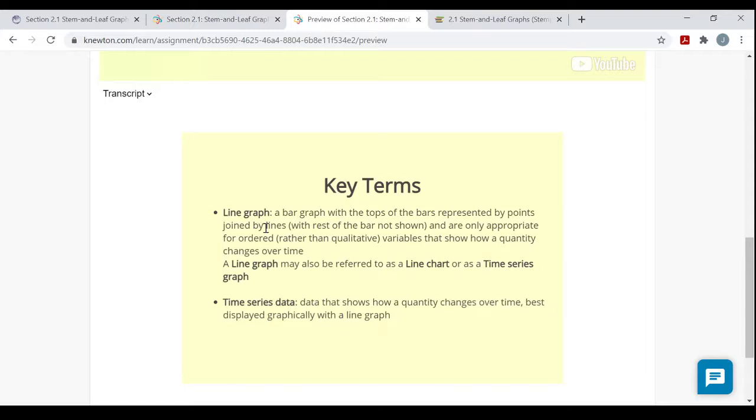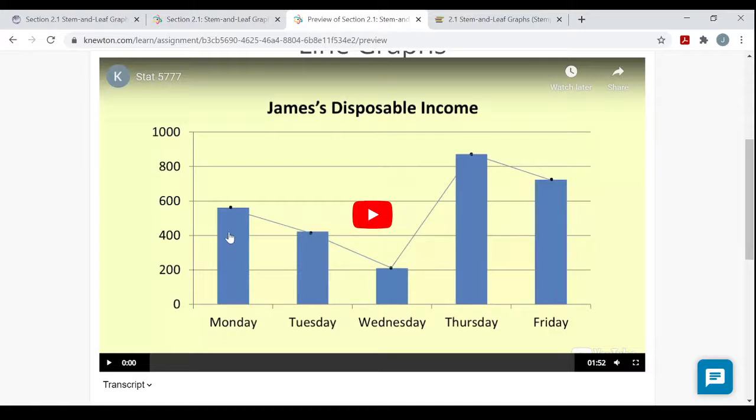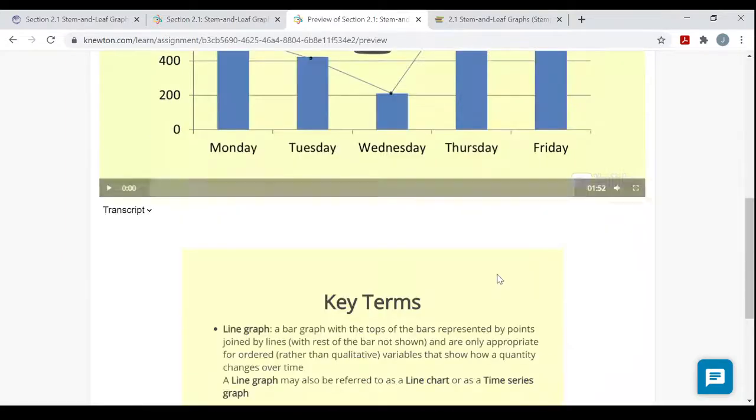All right, let's read the key terms at least. I'm not going to watch the video; you can do that. Line graph: a bar graph with the tops of the bars represented by points joined by lines. So it shows you the trends. A bar graph is simply counting how many, and you can do it for categories, like here, income on Mondays, almost $600, Tuesday almost 400, Wednesday almost 200, Thursday almost 900, whatever. Connecting the tops of these bars with lines and dots shows you how things are trending.